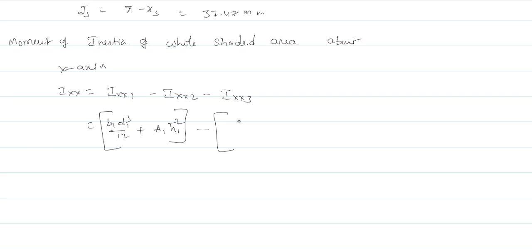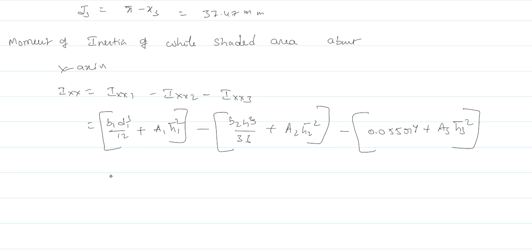Minus b2 h2 cube by 36 plus a2 h2 bar square, minus 0.055 r power 4 plus a3 h3 bar square. So this is the answer, you must remember. If you know b1, b2, everything, just substitute it.